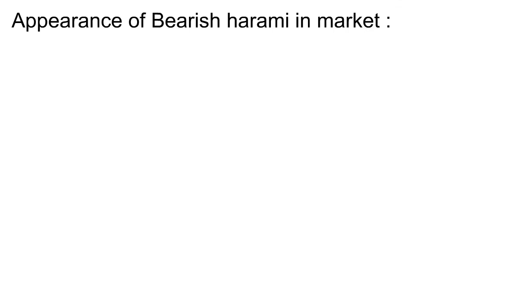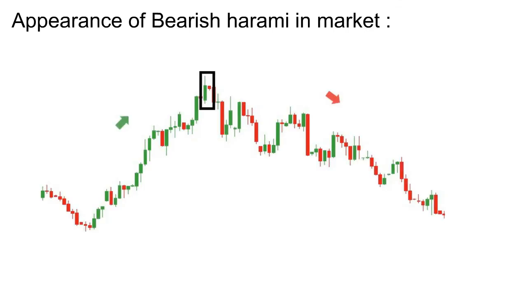Next type is bearish harami. Bearish harami is the vice versa of bullish harami. It appears at the top end. So like the previous type, the second session's candle appears contained within the first candle. So the market reverses its direction and goes bearish.